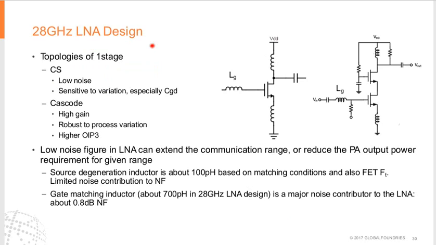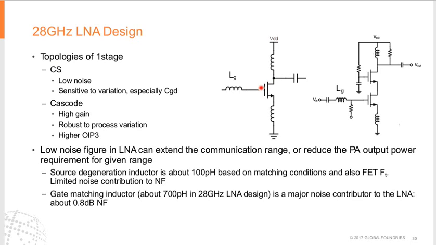Another side is the receiver side. So the LNA is a very important one for the receiver side. And these are two topologies: common source for the first stage, or cascode. The common source one can provide low noise, but it is sensitive to process variation, especially the gate to drain capacitance.